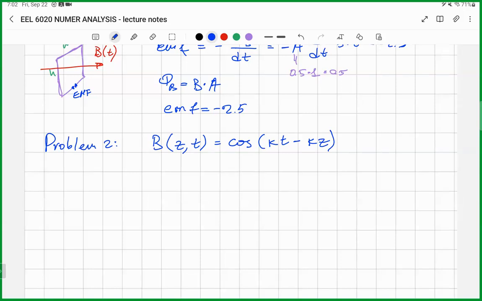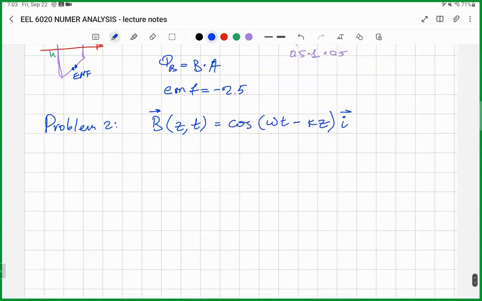So this magnetic field changes in time as a cosine function, and also it changes in space as a cosine function. It changes in the z direction, but the orientation of the magnetic field is along the x direction. So let's find the curl of the electric field at the initial time moment and in the center of the coordinate system. So it's t equal to 0, z equal to 0.